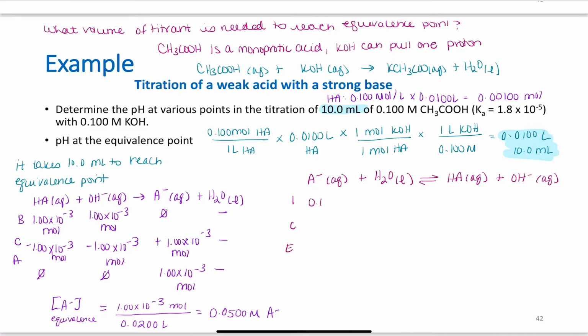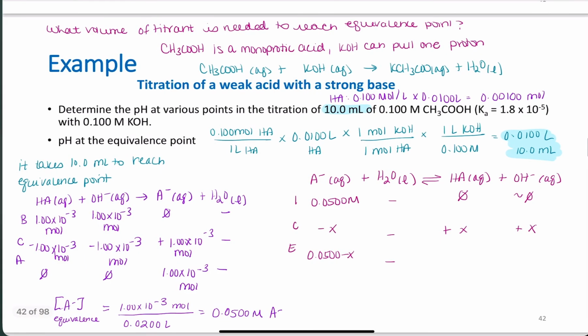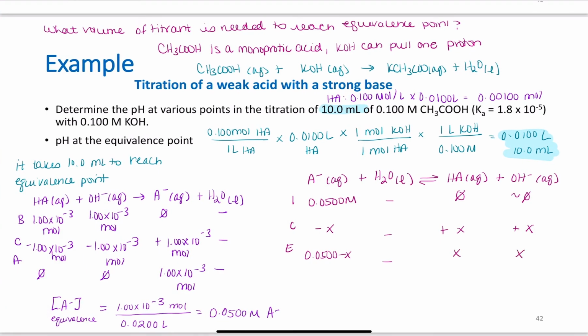I have 0.0500 molar of the A minus. Water doesn't matter. I don't have any HA because I haven't reacted at all. I have to make a little bit more. And I have approximately no hydroxide initially. Change: minus x, plus x, plus x. Again, always subtract on the reactant side, add on the product side. And at equilibrium, I have 0.0500 minus x, x, and x. Now, I'm running out of space all over the place.